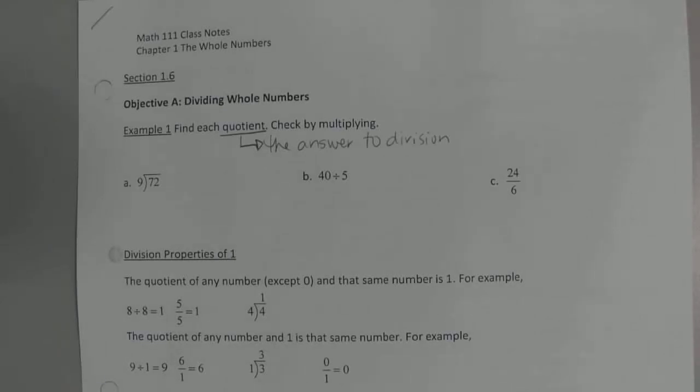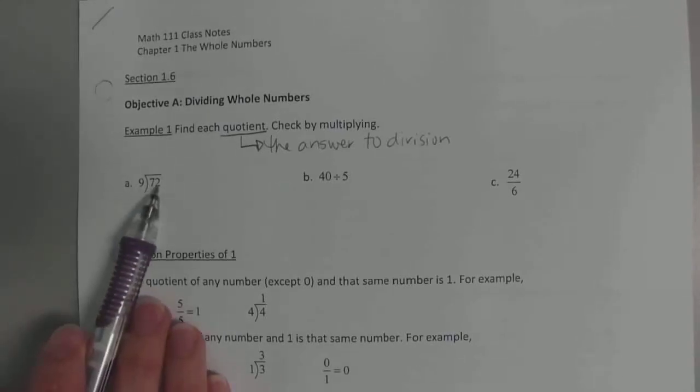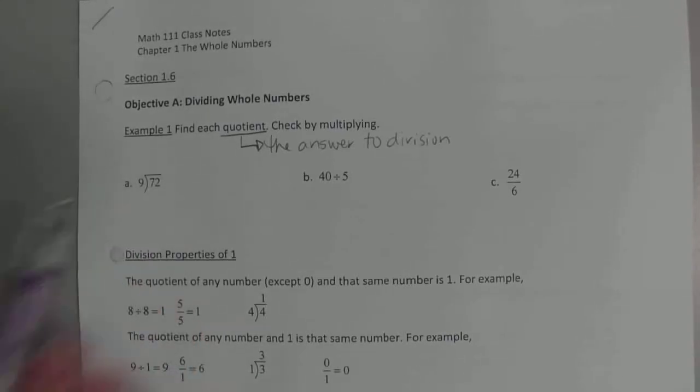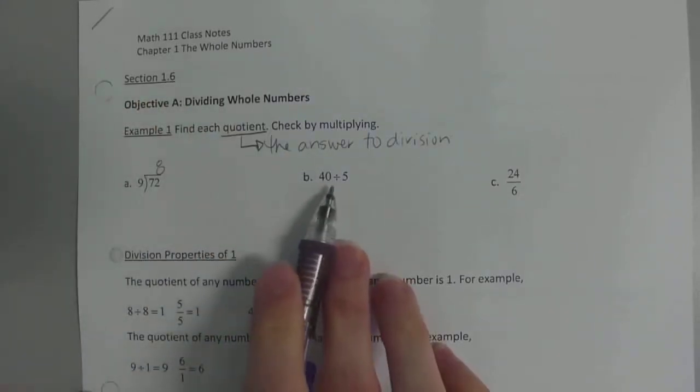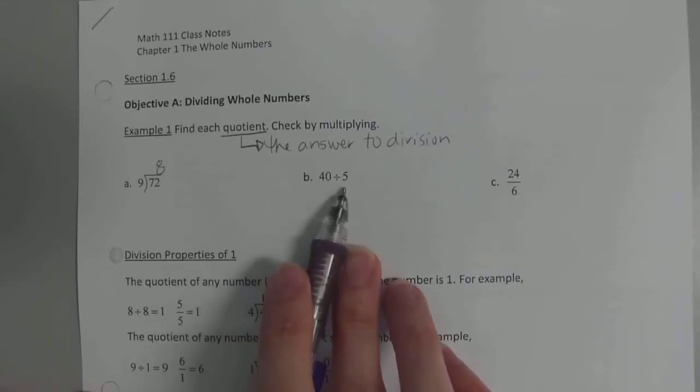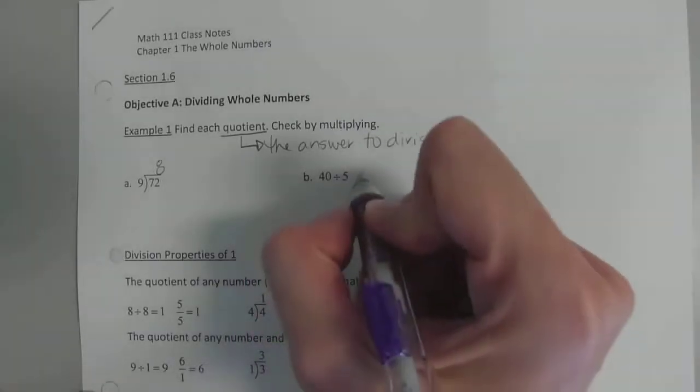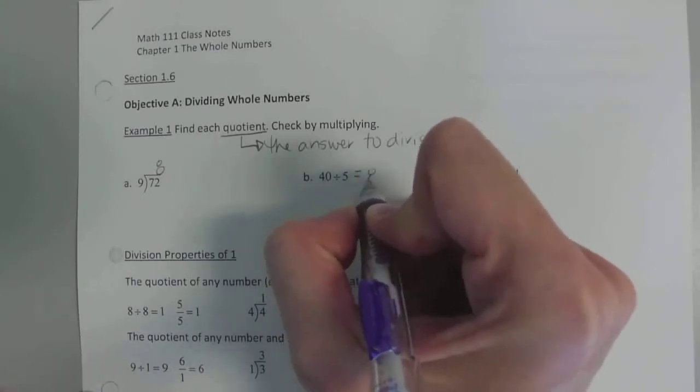All right, so this one, I call it the house, the division house, all right? So 72 is being divided by 9. So what's 72 divided by 9? 8. And you put your quotient, your answer, right on top. This one is just the division symbol. 40 divided by 5. That's 8 as well. Is that okay? So you usually just write equals 8 like that.